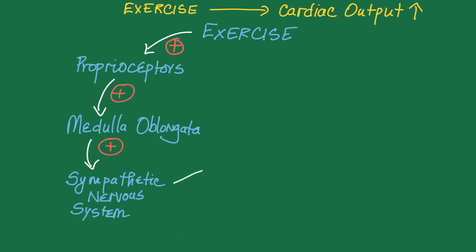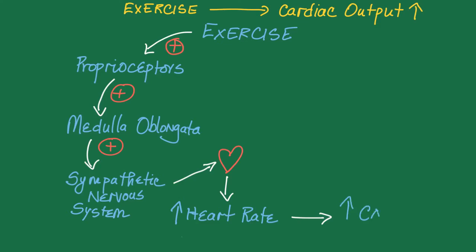As we know, the heart beats faster. So let's take a look at that. It has 2 effects, the sympathetic nervous system. It makes the heart beat faster, and it also makes the heart beat more forcefully. So when the heart rate goes up, it automatically increases cardiac output. So we have those up arrows. Heart rate goes up and cardiac output goes up.